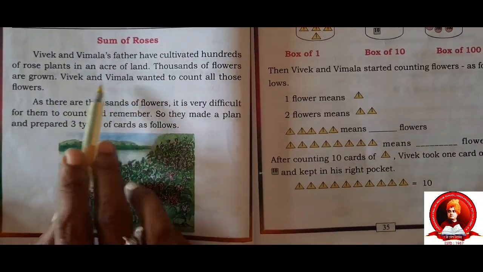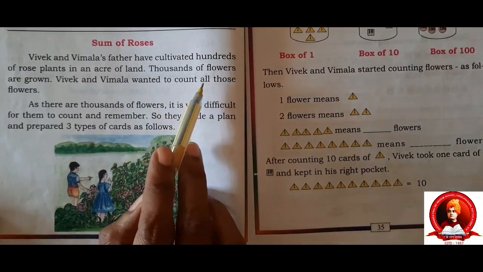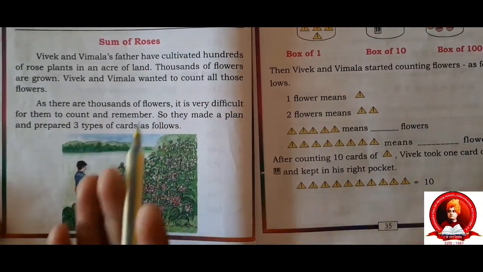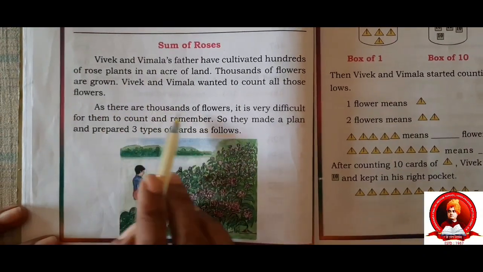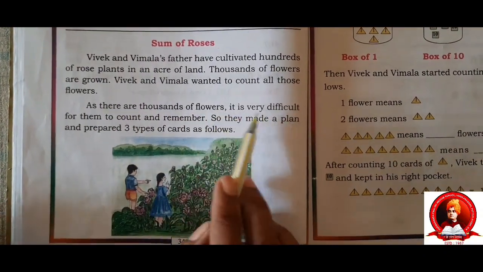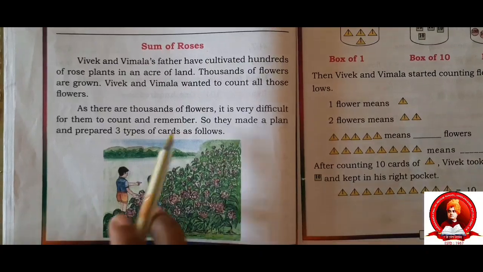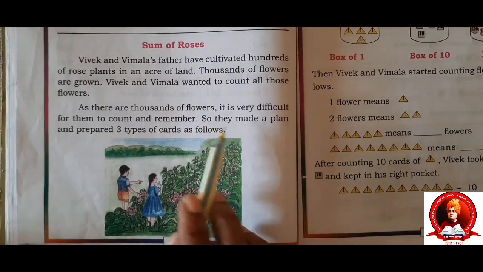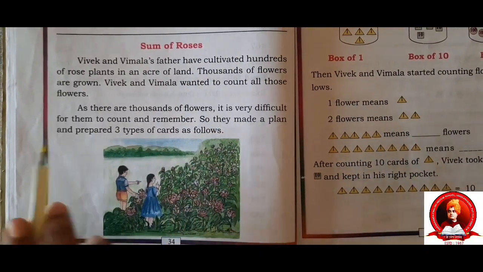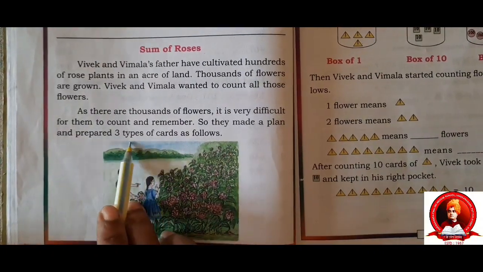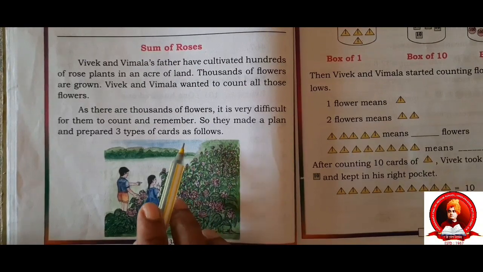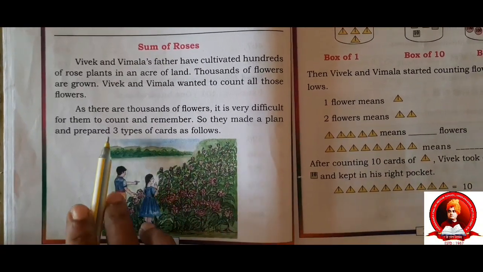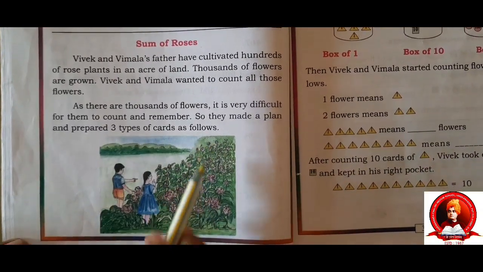Now Vivek and Vimala wanted to count all those flowers. There are plenty of flowers, children. They want to count it. As there are thousands of flowers, it's very difficult for them to count and remember. So what they have done? They made a plan and prepared 3 types of cards to make the counting easy. They have prepared 3 types of cards as follows.